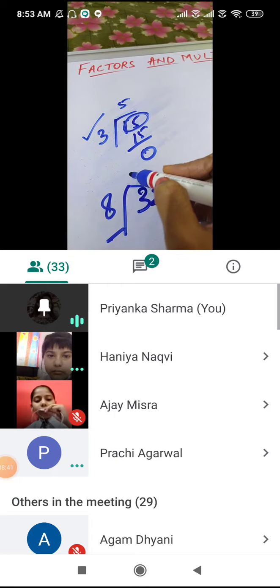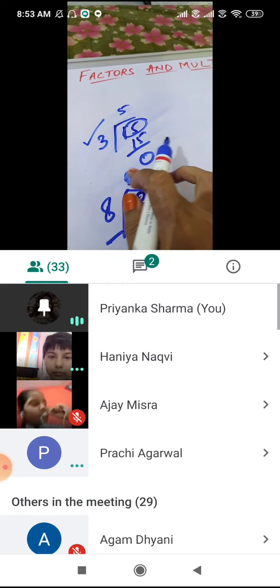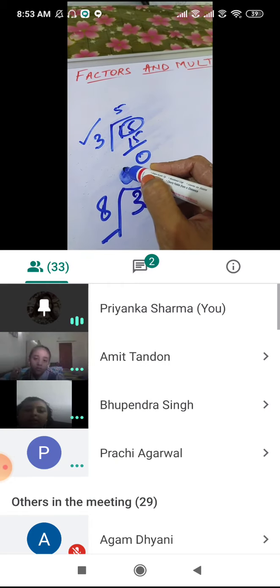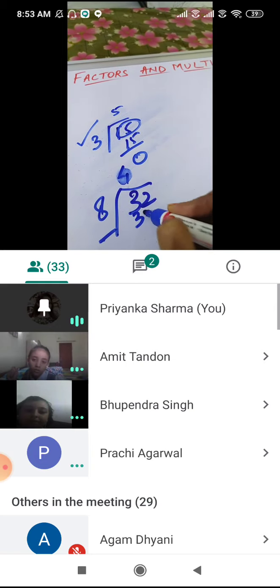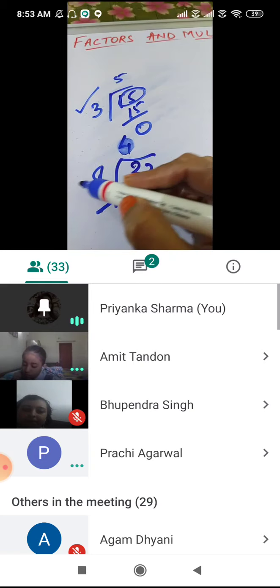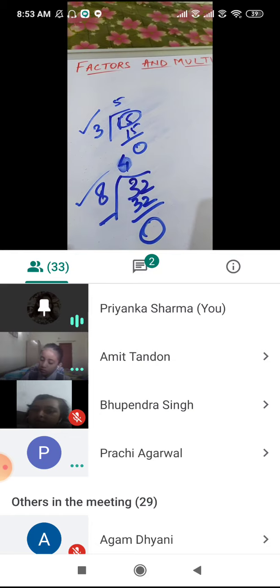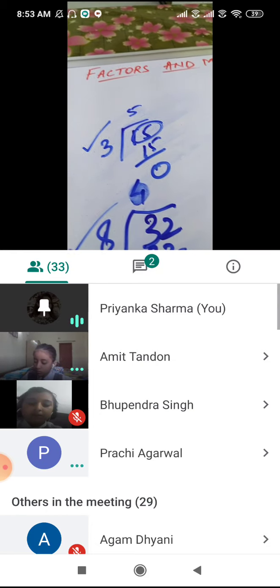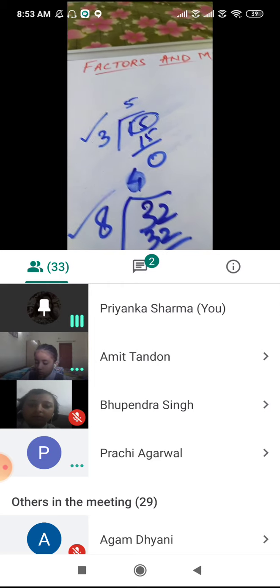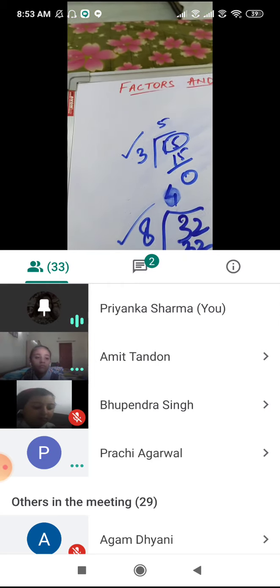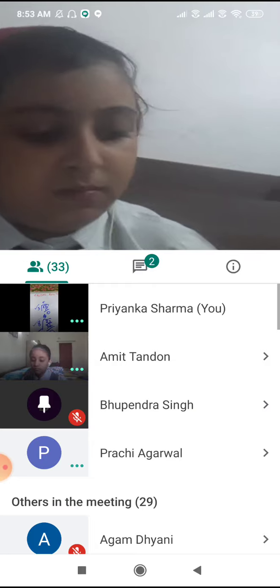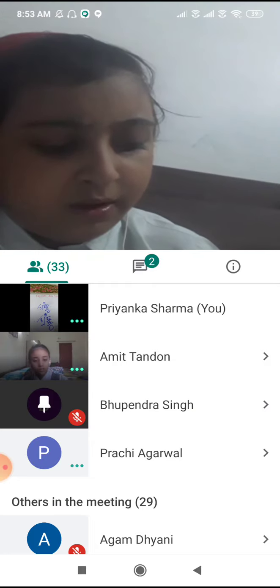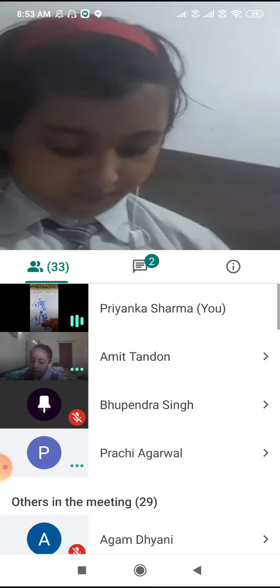So if we divide 32 by 8, how many times will it go? It will go 4 times. That is, 8 fours are 32, remainder is 0. This shows 8 is the factor of 32. Basically, the number which divides the bigger number completely without leaving any remainder, that number is the factor. Clear? All right. Then third is 7.